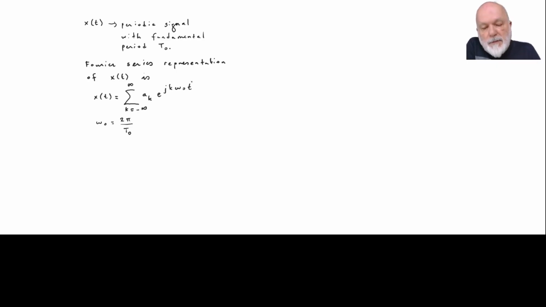Now also remember that this infinite set of complex exponential signals is called a harmonically related set of complex exponential signals, because the frequencies are integer multiples of omega 0. Okay, the question is, how do we calculate the coefficients a k?